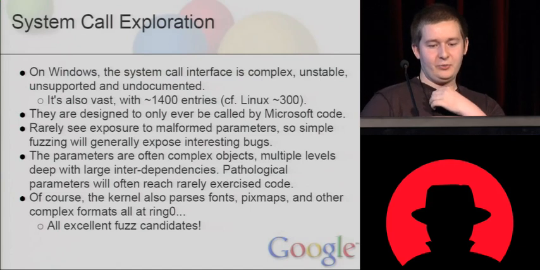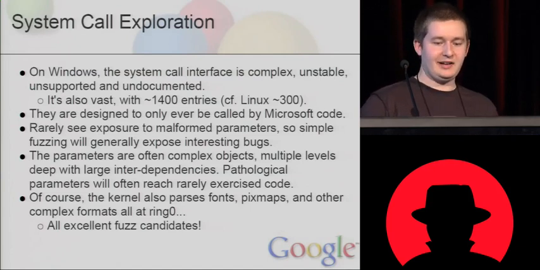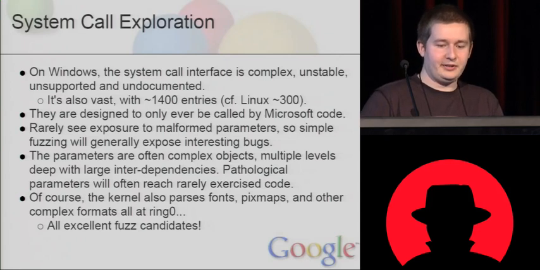Because no Windows programmers call these system calls directly, they only go through the Win32 supported and documented APIs. They're rarely exposed to malformed parameters. So in general, simple fuzzing can still expose interesting bugs, simply because real-world programmers aren't touching this stuff.